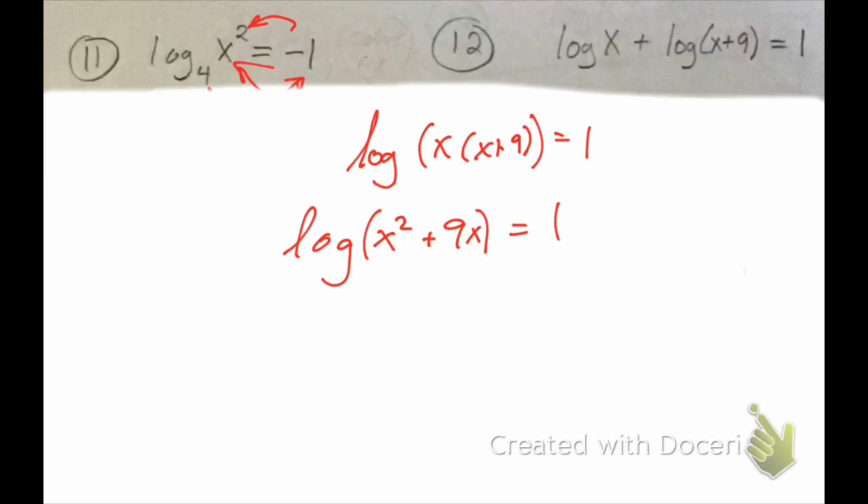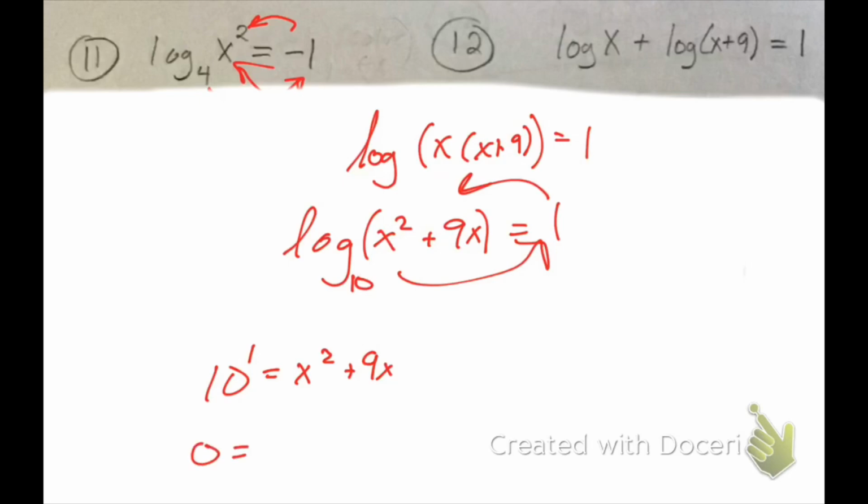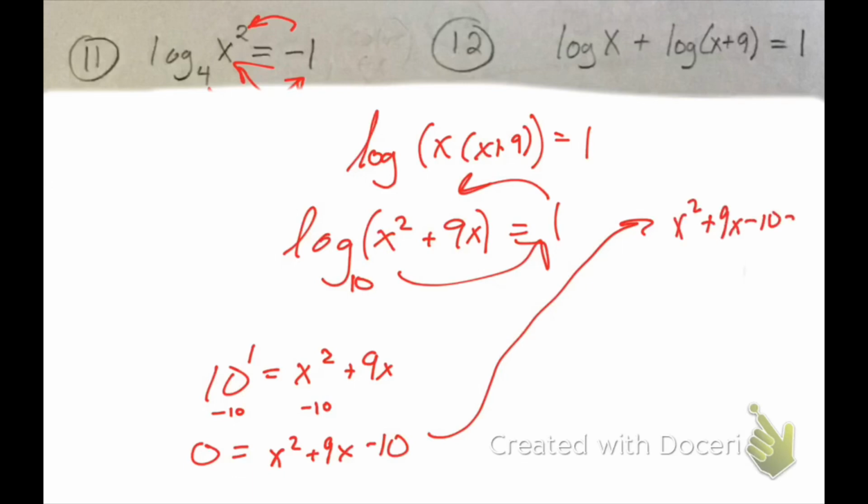And then from here, the base is 10. So let's go ahead and recycle. So we get 10 to the power of 1 is equal to x squared plus 9x. I'm going to set this equal to 0 so I can factor using a's and b's. So I subtract 10 from both sides. So I get x squared plus 9x minus 10 equals 0.